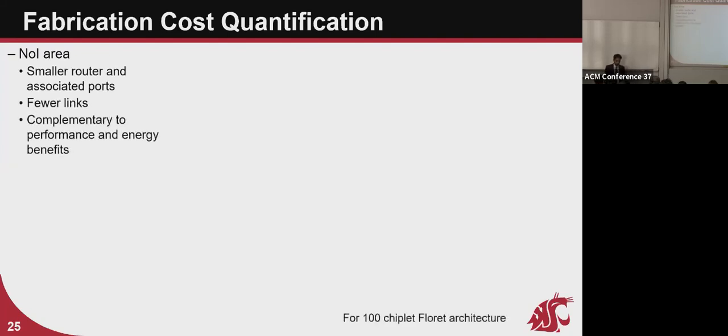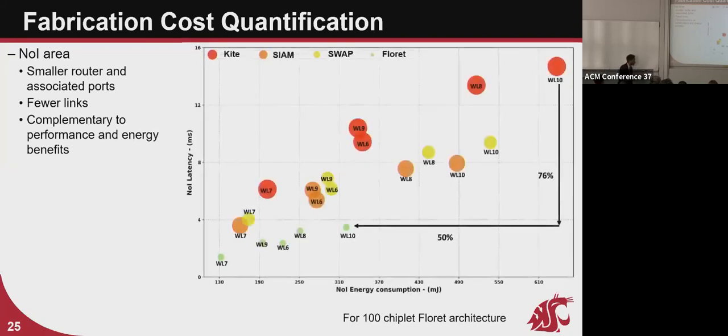So I have this one figure over here for a 100 chiplet architecture, which is trying to capture the latency and the energy consumption for a workload running on a 100 chiplet system, where you can see the improvement is about 76% in latency, 50% in energy. The size of the dot actually shows the power consumption.